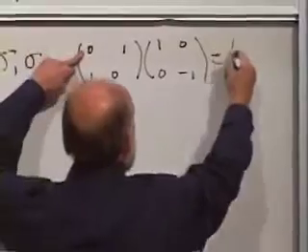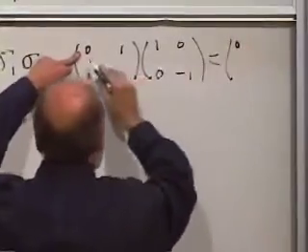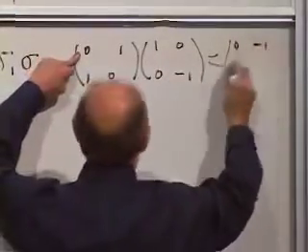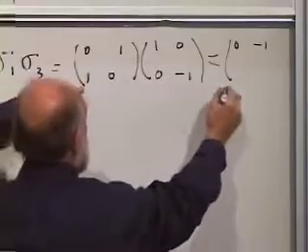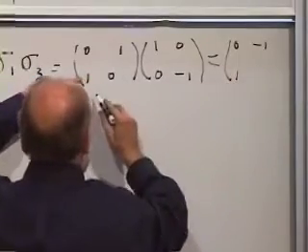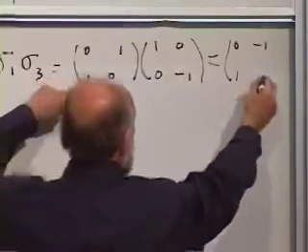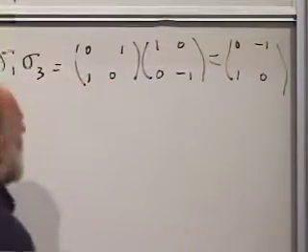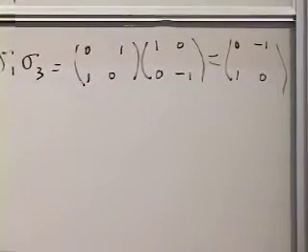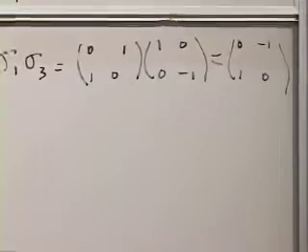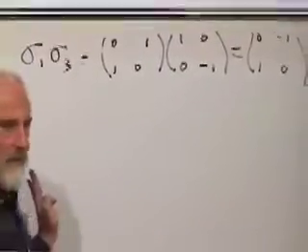this times this is 0. This times this is minus 1. This times this is 1. And this times this is 0. Did I get that right? I think I did. Okay.